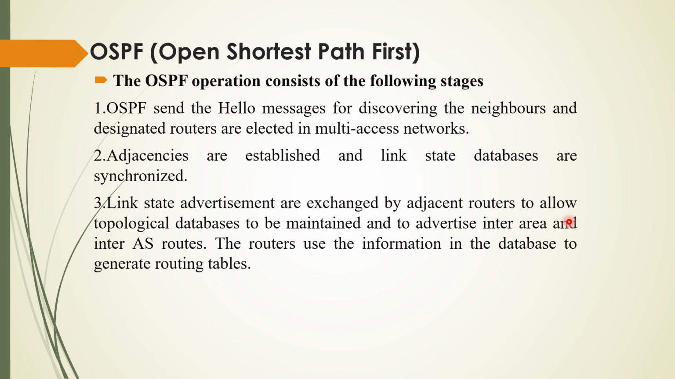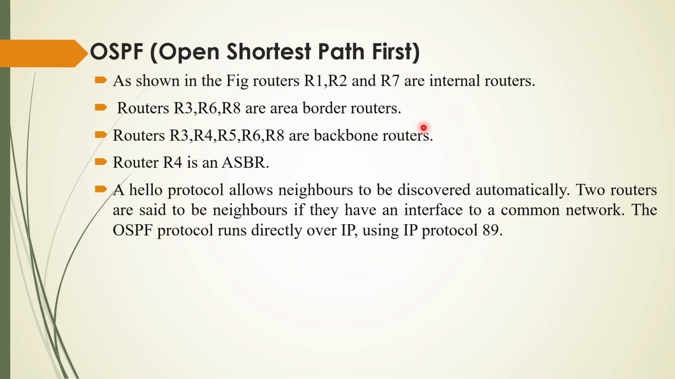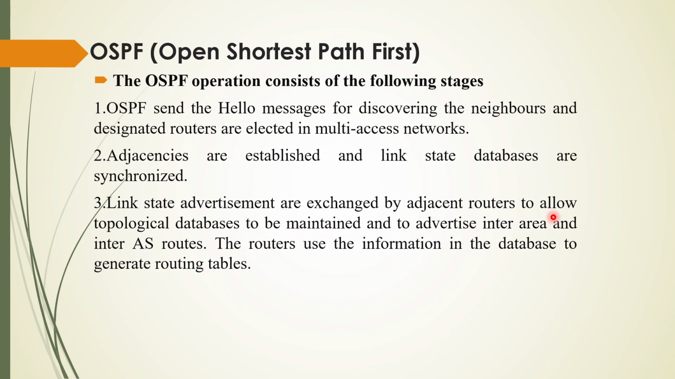OSPF operation consists of the following stages. OSPF sends the hello message for discovering the neighbors, and designated routers are elected in multi-access networks. So OSPF first sends the hello message to discover its neighbors, and neighbor means they have a common network. Then adjacencies are established and link state databases are synchronized.